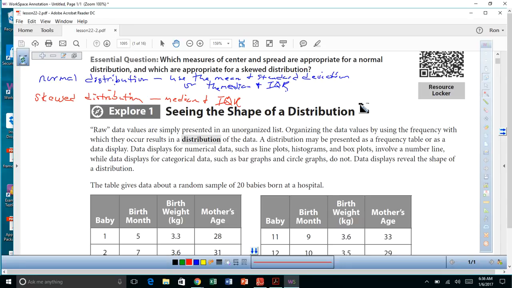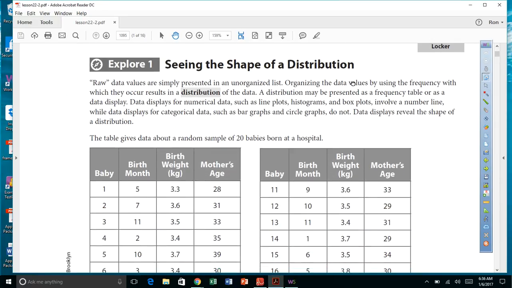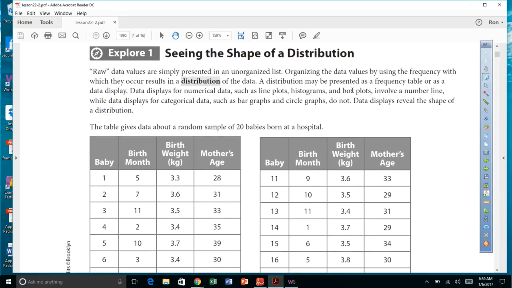Exploring 1, seeing the shape of a distribution. Raw data values are simply presented in an unorganized list. Organizing the data values by using the frequency with which the results occur gives a distribution of the data. A distribution may be presented as a frequency table or as a data display. Data displays for numerical data such as line plots, histograms, and box plots involve a number line, while data displays for categorical data such as bar graphs and circle graphs do not. Data displays reveal the shape of a distribution.